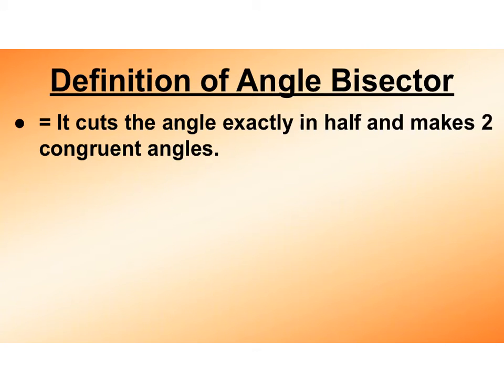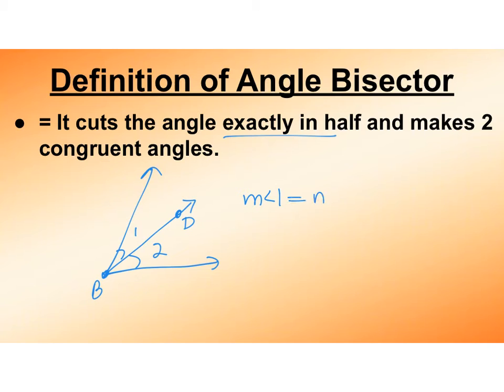Definition of an angle bisector. That's going to cut the angle exactly in half and make 2 congruent angles. So if I have this picture and I have a ray coming out exactly in the middle, and I'm going to call this angle 1 and angle 2. Let's say that this is ray BD. Ray BD is the angle bisector. Then I know that I can put congruent marks on there, and I can say the measure of angle 1 is equal to the measure of angle 2. Angle bisector cuts it exactly in half.